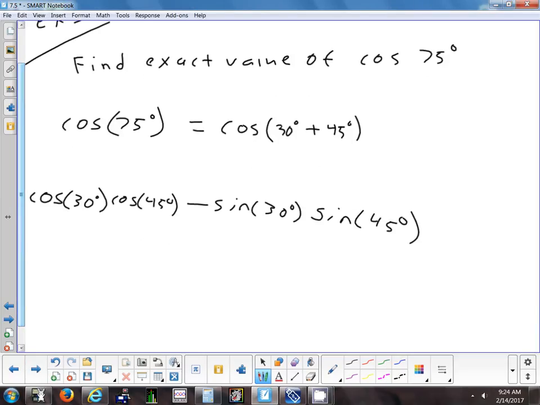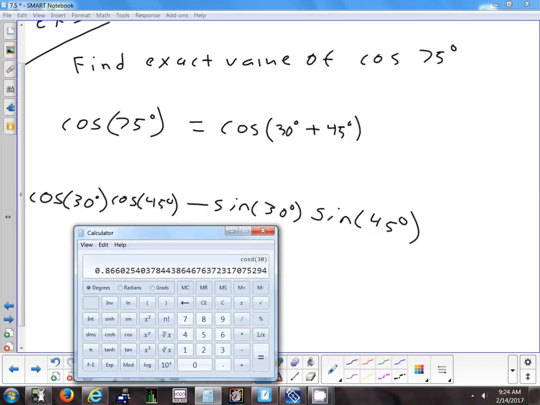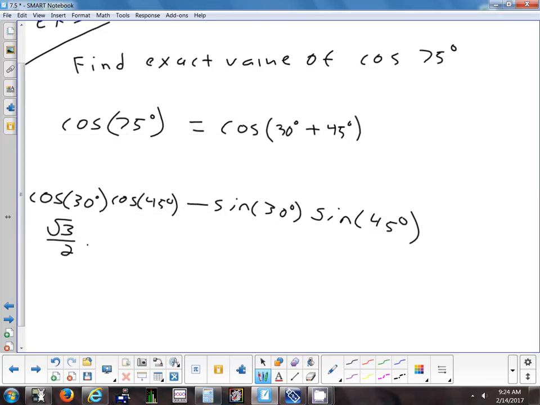Now we just simplify it just like we did with 15 degrees. Let's start with cosine 30. What's that as an exact answer? Square root of 3 over 2. Does anybody remember the cosine of 45? Square root 2 over 2. This is very fast if you have these memorized. Sine of 30? That's 1/2. And sine of 45? If you don't know those, that's where it's going to start to slow you down a little bit.